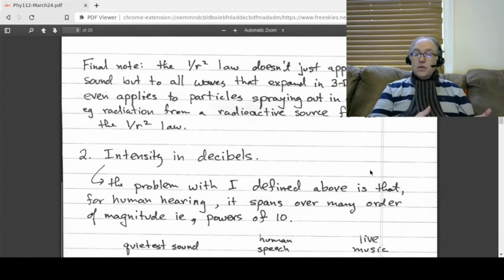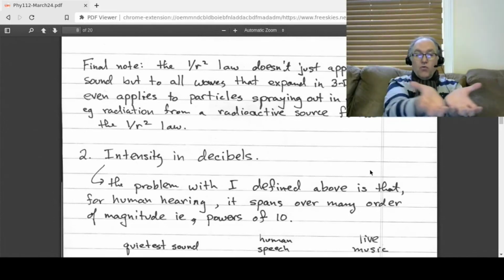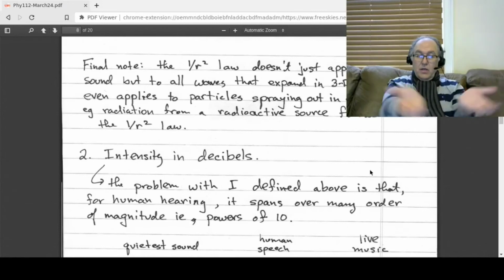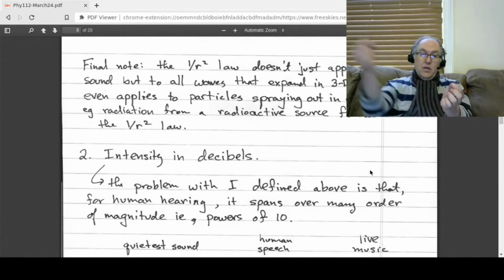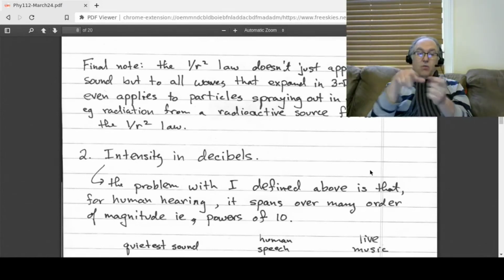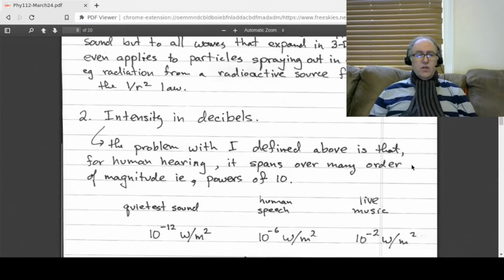And even though they're particles, the intensity of the radiation also drops off as 1 over r squared, because the particles are now uniformly distributed over a sphere of radius r. And so as that r increases, the intensity will decrease as 1 over r squared. It's the exact same logic, but now being applied to particles that are spraying out randomly in 3 dimensions. So there's the story with the inverse r squared law.